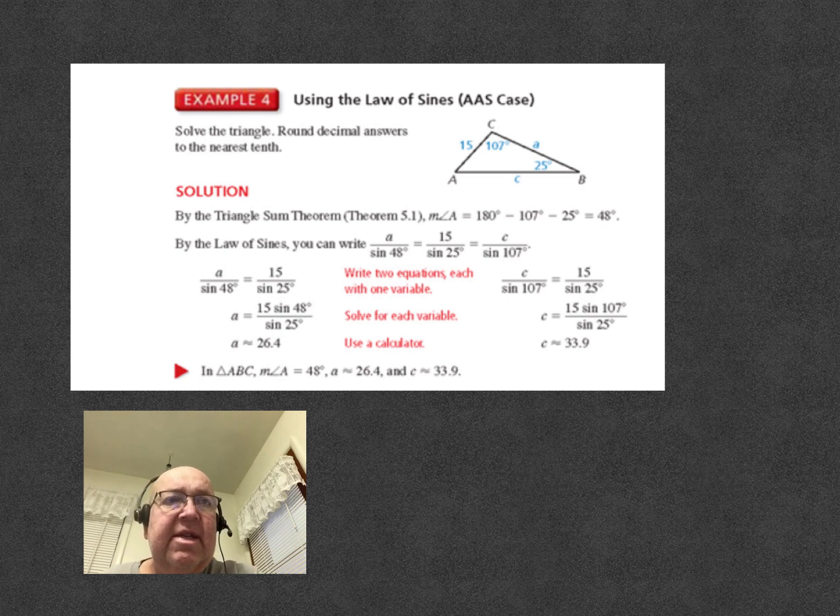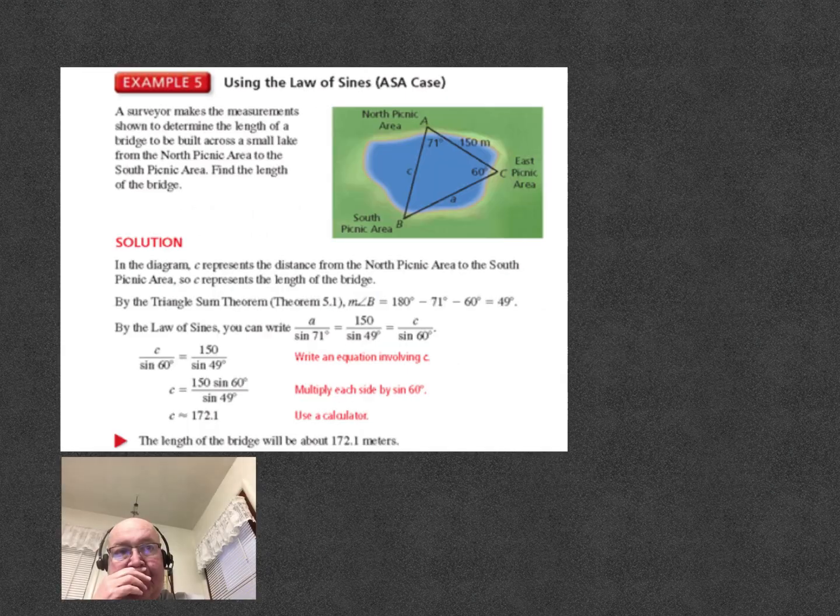Alright, now looking at this, if we have 2 angles, how do we solve the triangle? Again, the first step would be find the other angle and then apply the ratios that we've been using. So a couple samples here. Actually, this is a problem where we're looking at solving a triangle for a distance. This one walks you through. You know that you have two angles. You want to find the other angle and then find the distance of C from the north picnic area to the south picnic area. And that walks you through that problem.